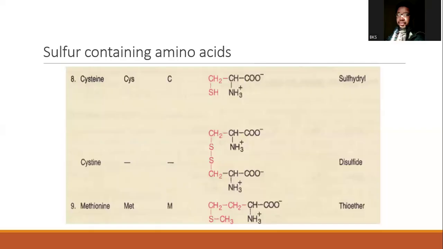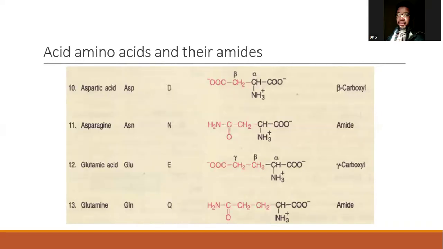We have a thioether. We've explained what a thioether is, and we've explained ether; we said what a thioether is from ether. Then the next is acidic amino acids and their amides. In acidic amino acids and their amides, we have aspartic acid, and the amide of aspartic acid is asparagine.